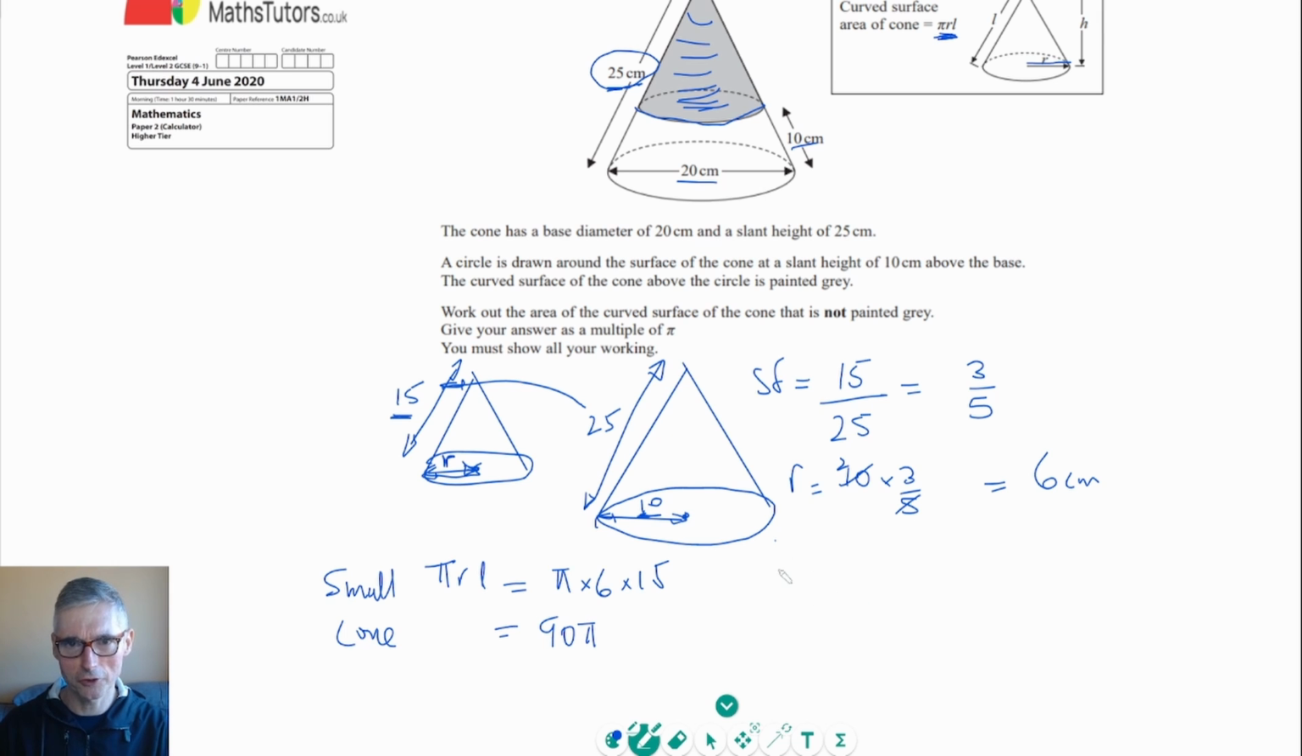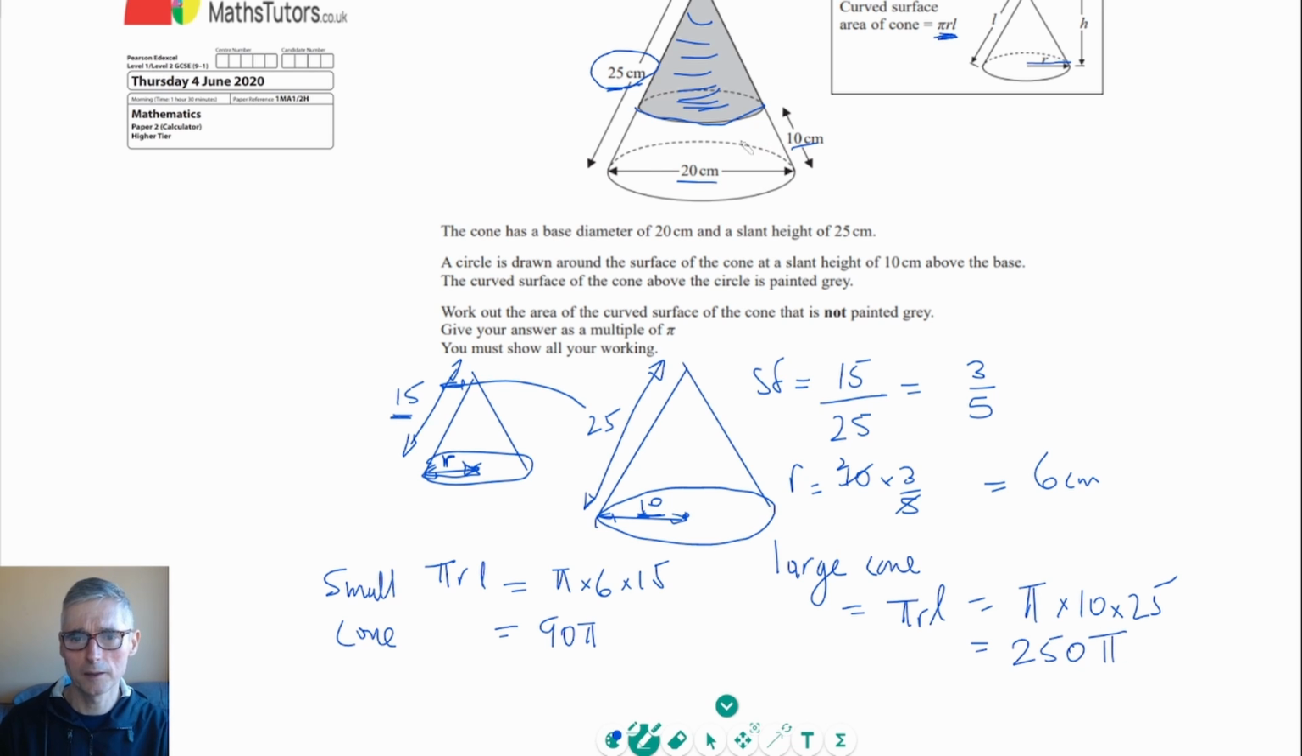If we now work out what the large cone is, again it's pi RL. And if we substitute in the values, then we can see we've got pi, just stays as pi again. The radius there is 10. And we're multiplying that by the slant height, which is 25. And so if we times all that together, we're going to get 250 pi.